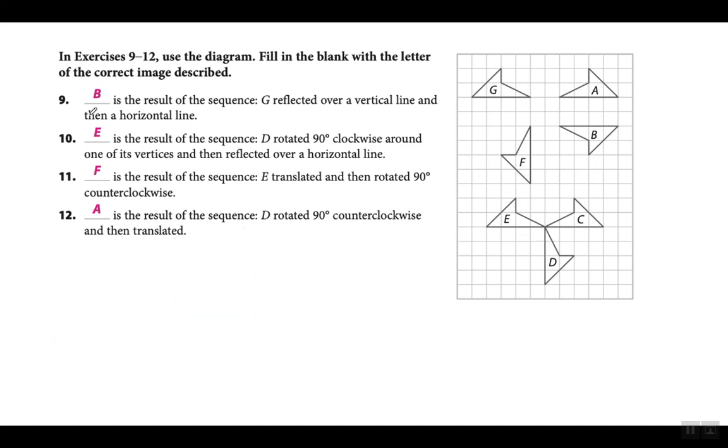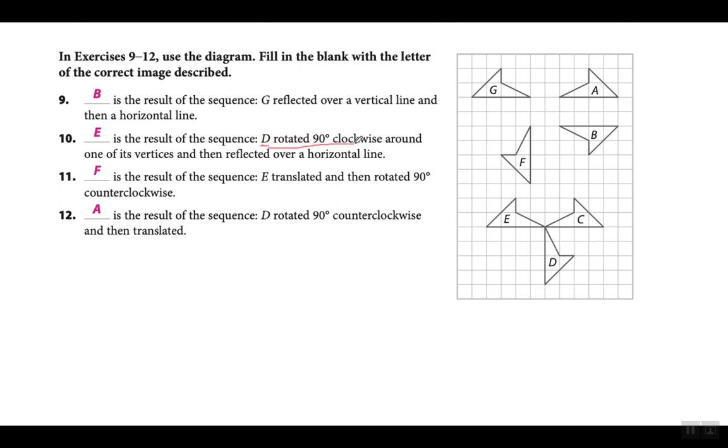Let's look at number 10. Number 10 says E is the result of this sequence. First of all, let's locate E. E is this one right here. Again, let's think about it like a shark. Here's shark E. It says it's the result of the sequence of D. If you start with figure D, which is this one right here, and rotate it 90 degrees clockwise.